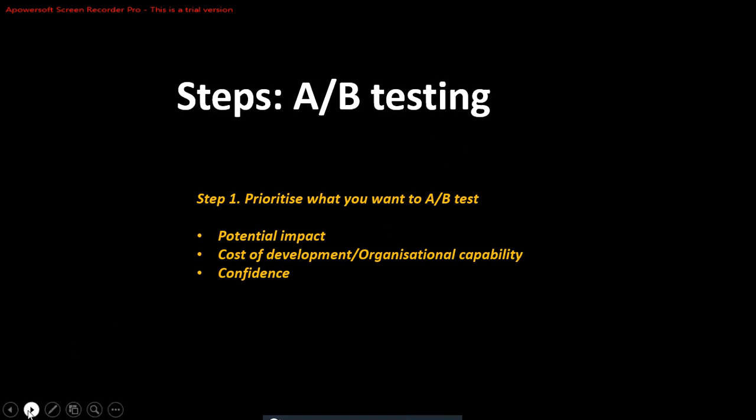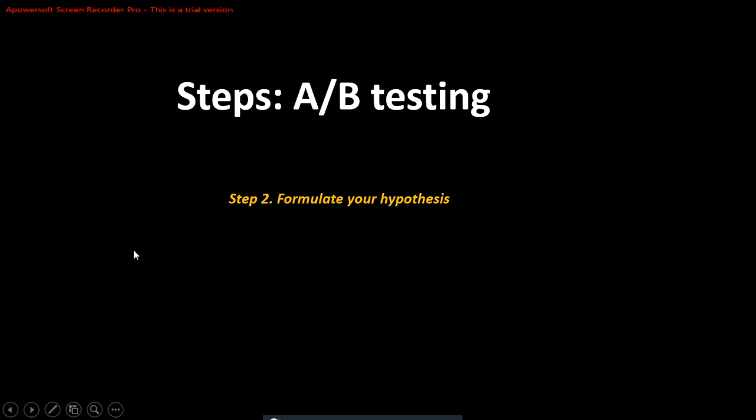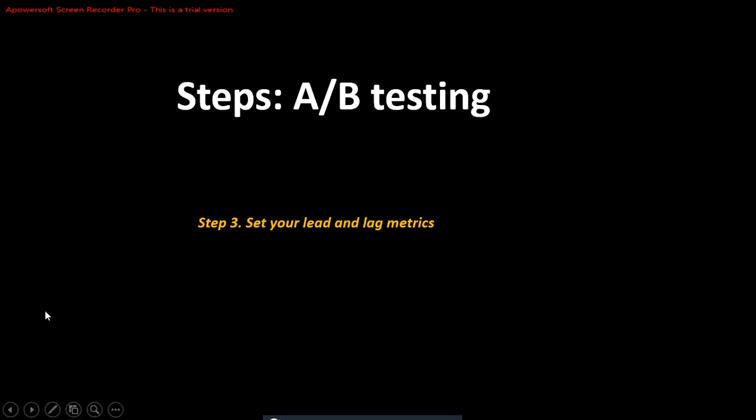Step 2. Formulate your hypothesis. For example, adding a review section is going to increase your sales by 2%. That is your hypothesis. Step 3. Set your lead and lag metrics. The lead metric can be the engagement in the review section, how many people are commenting on it, scrolling on it, or adding more reviews. And the lag metric can be the conversions.